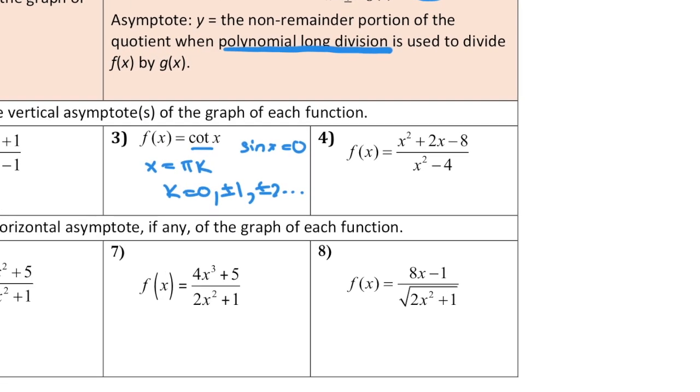Now, for question number 4, be very careful. If you were to factor this problem, you're going to end up with x plus 4 times x minus 2 over your x minus 2 times x plus 2. You can see that there's a removable discontinuity at x equals 2. That's a hole. That's not a vertical asymptote, so you want to be very careful when you run into such a problem. So this one has a vertical asymptote at x equals -2.